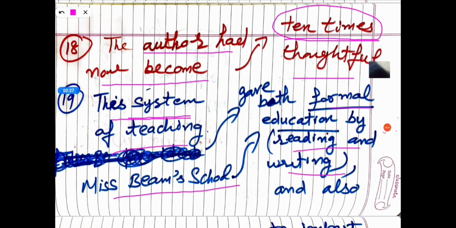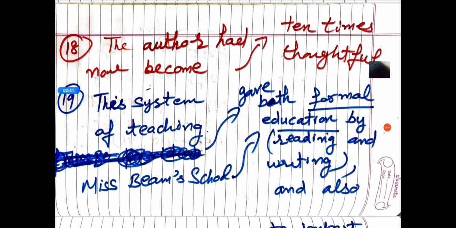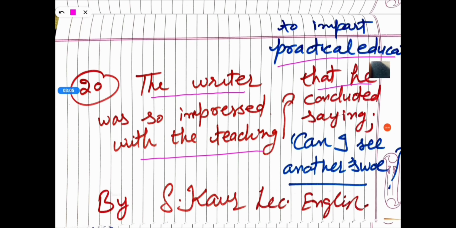He was impressed with the system of teaching, and he was also impressed with Miss Beam's system of both formal education, which was given by reading and writing, and also with the practical education of the school teaching, that he concluded saying, "Can I see another's woe?" asking himself, should he be able to know about the worries of others?